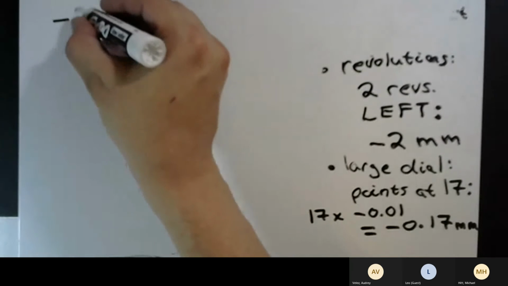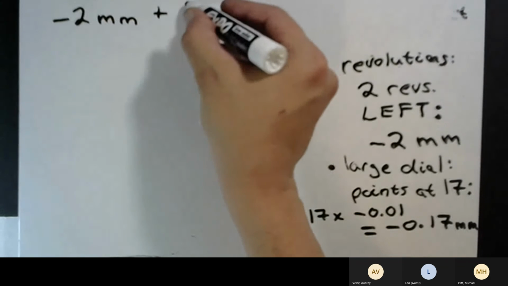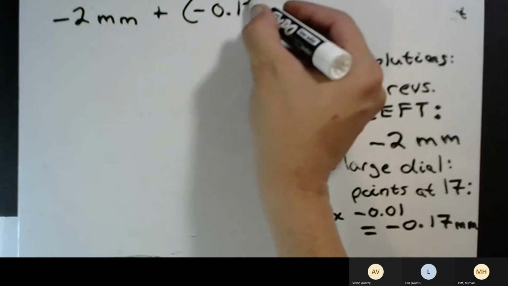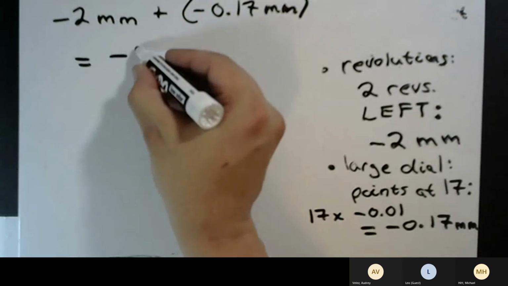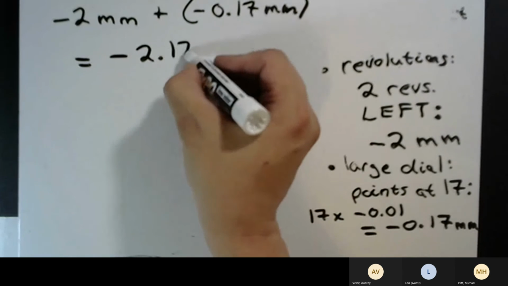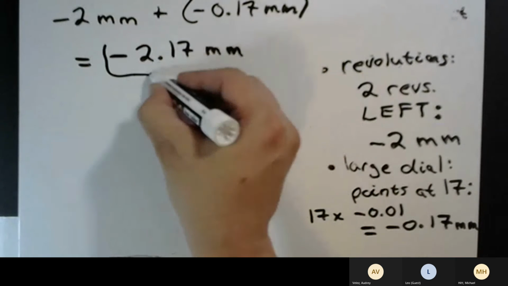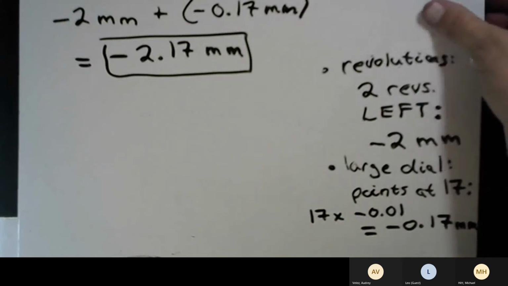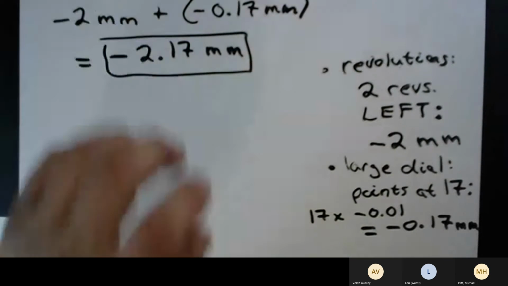So adding these together, we'll take the negative 2 millimeters, we'll add the negative 0.17 millimeters, and we get negative 2.17 millimeters. Any questions about that?